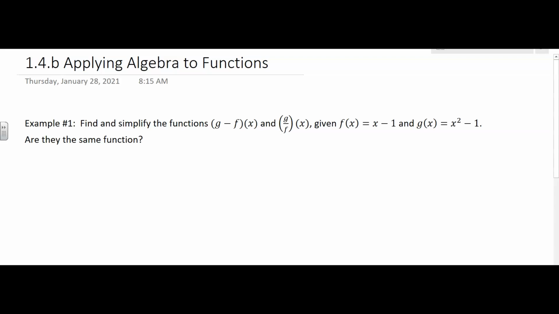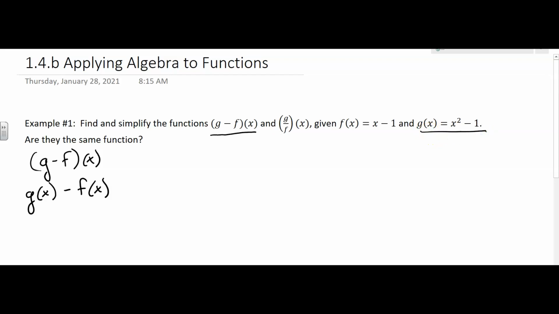Okay, so now we're going to apply some of the algebra to functions here. It says in this first example, find and simplify the functions. They want us to do g minus f of x. So g minus f of x is going to mean we're going to take g of x and subtract f of x. So then we locate g of x.